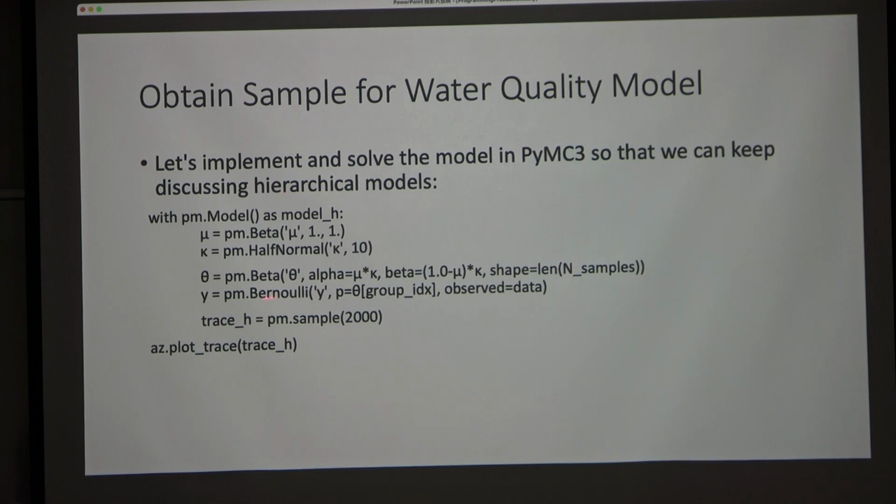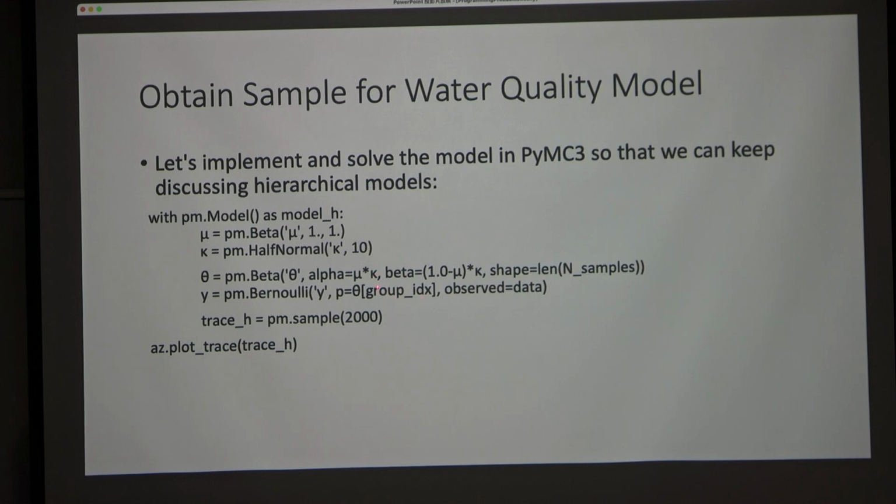It should be relatively easy to understand, because it's just a direct translation of the model you just saw in the diagram. Again we use sample, and we try to generate 2,000 samples for each chain, and we save that in a trace H, and then we plot this trace H.